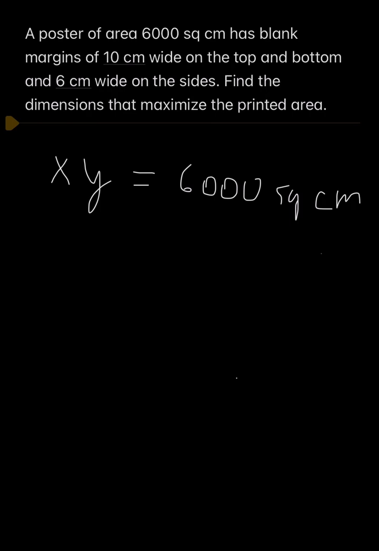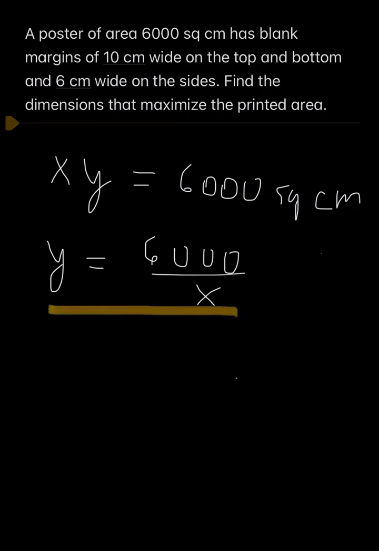Okay. In this case, though, at the end, I don't think that we're going to be able to have a y in the equation. We want to get it down to one variable, right? So in this case, how would we put y in terms of x? Well, we could say that y is 6,000 over x. So just keep that in mind, okay? That y is 6,000 over x. We're just doing that because we want to get one variable, and that's x only.